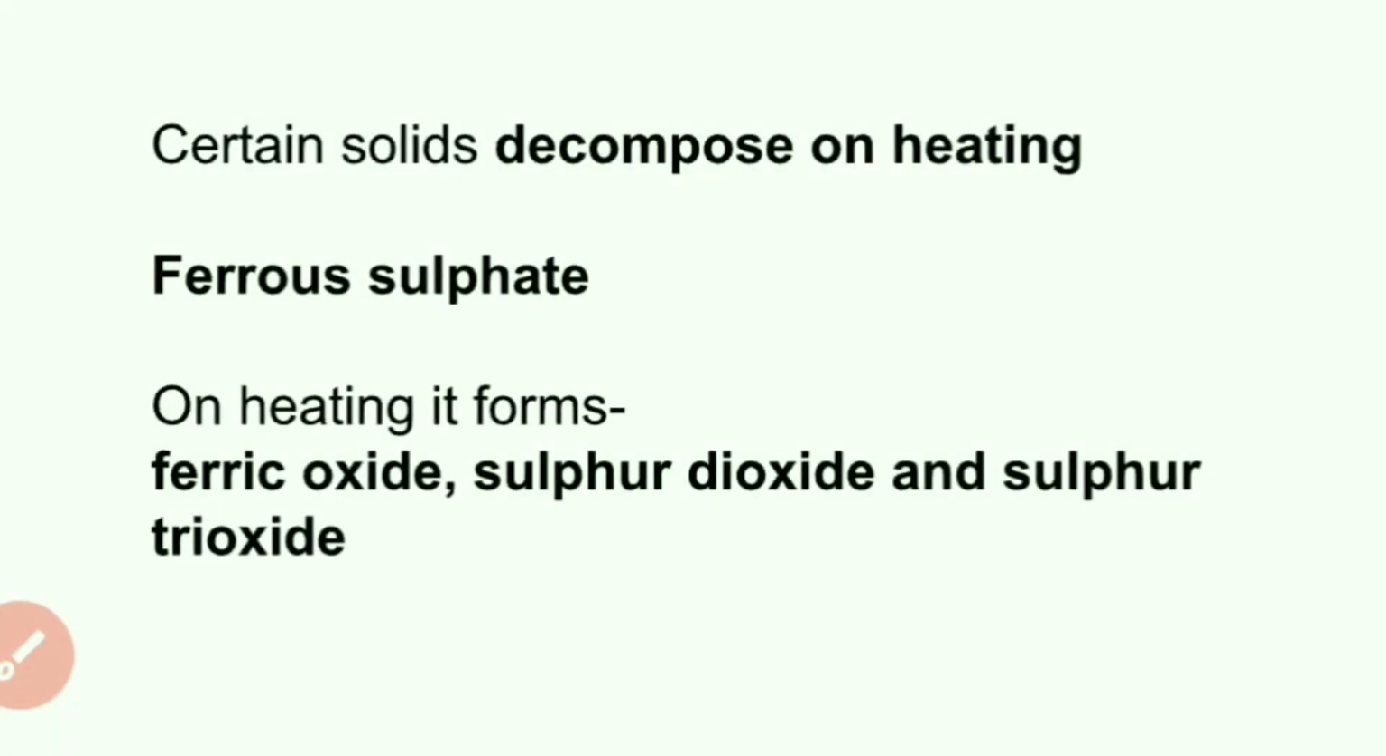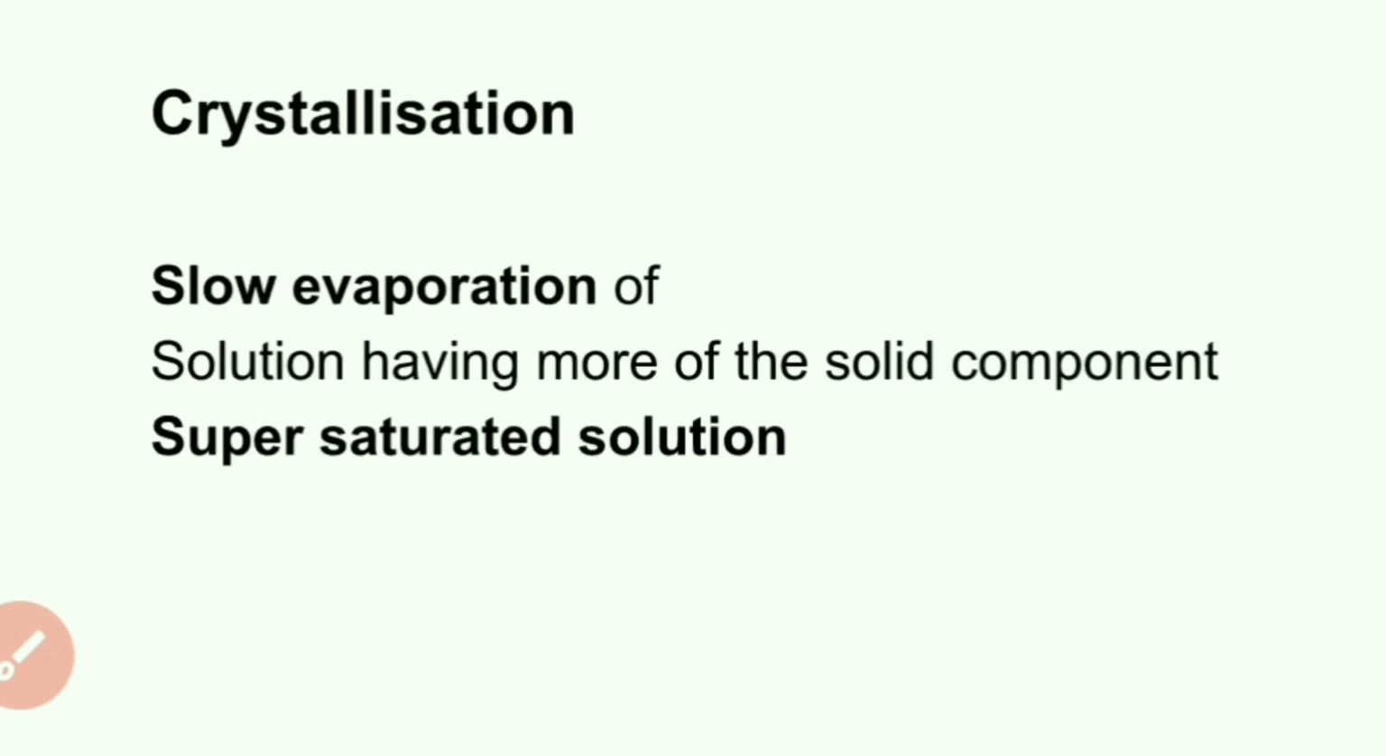Now, the evaporation technique cannot be applied to all the solids. There are certain solids like ferrous sulfate, which are green colored crystals. When we heat them, this substance breaks up. The bonds between their atoms break down and it forms three substances, that is ferric oxide, sulfur dioxide and sulfur trioxide. Well, what to do in these cases? These kinds of solids are extracted by the method of crystallization.